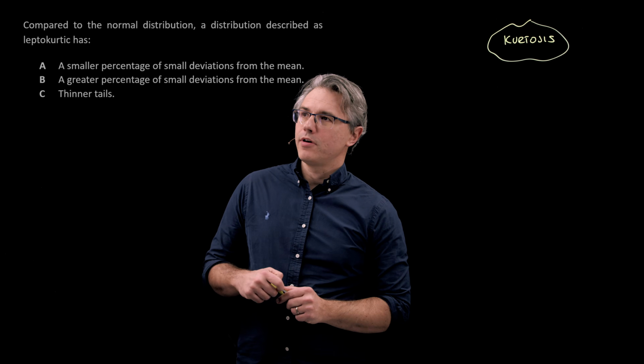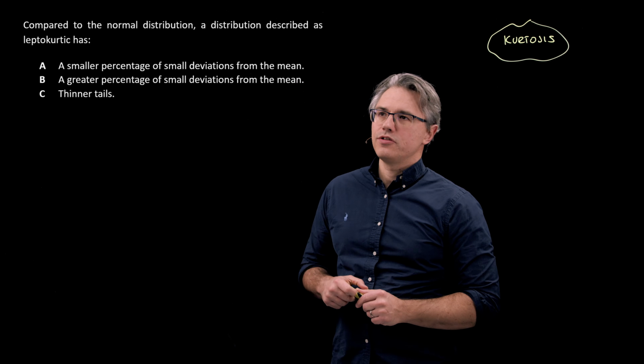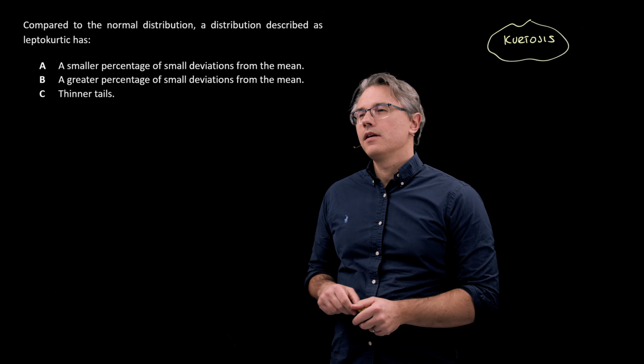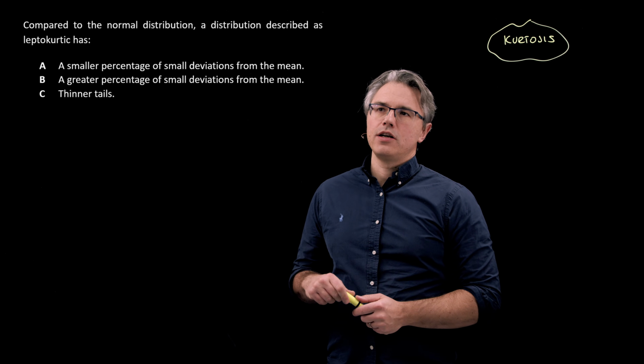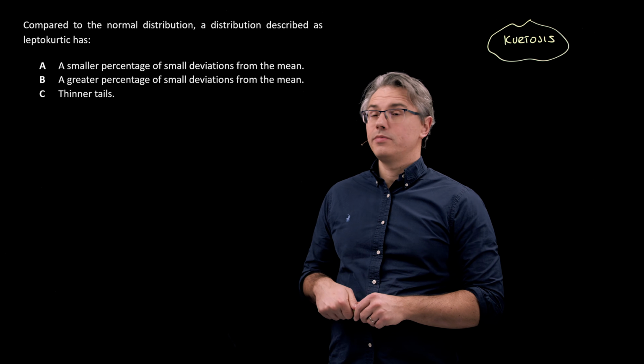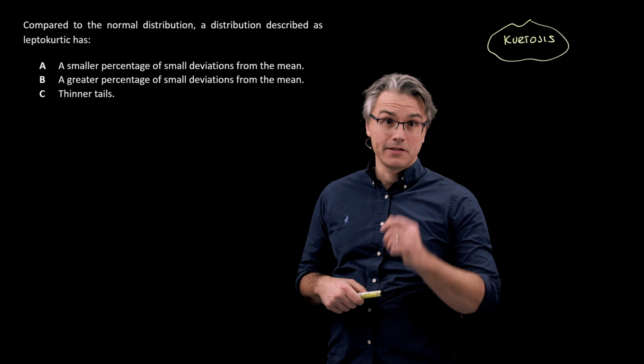So this is our question. Compared to the normal distribution, a distribution described as leptokurtic has a smaller percentage of small deviations from the mean, a greater percentage of small deviations from the mean, or perhaps thinner tails.